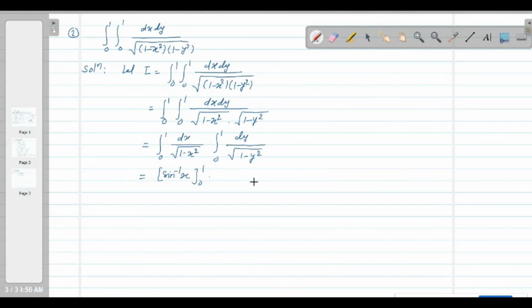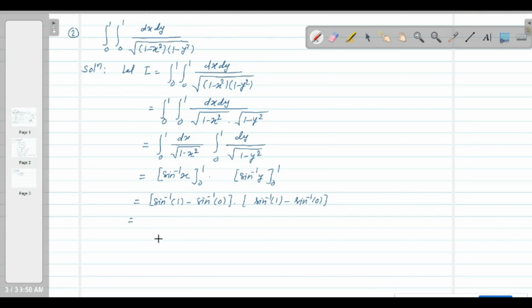Sin zero, inverse y plus y will become... Yes, sin inverse of y with limit 0 to 1. So this is sin inverse of the upper limit 1 minus sin inverse of the lower limit 0. So this becomes sin inverse of 1.